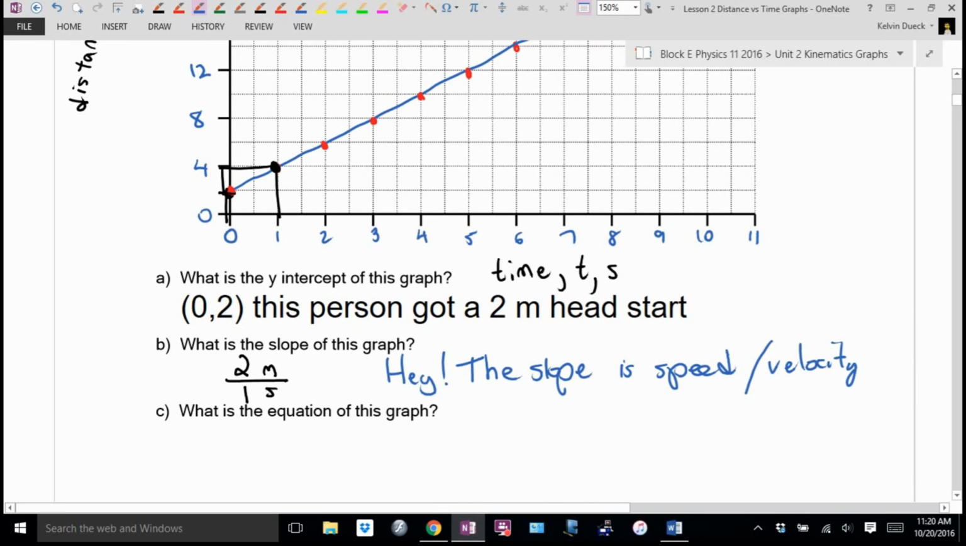What's the equation? All linear equations are based on y equals mx plus b. Curves aren't. But I've tried to tell you, get away from using the stupid y.